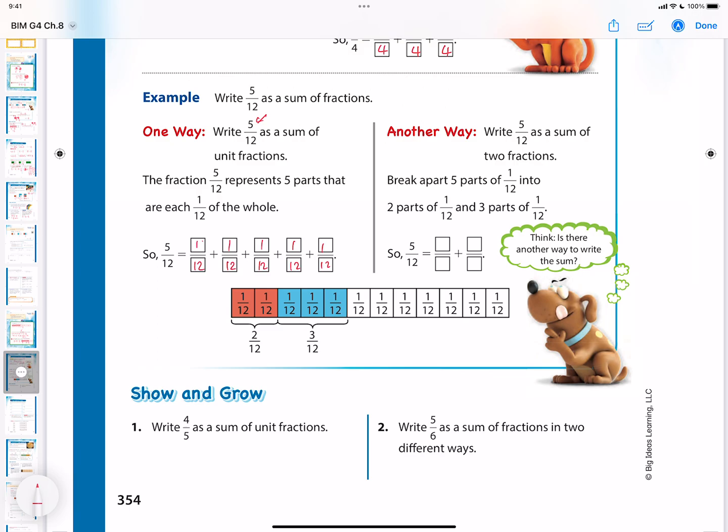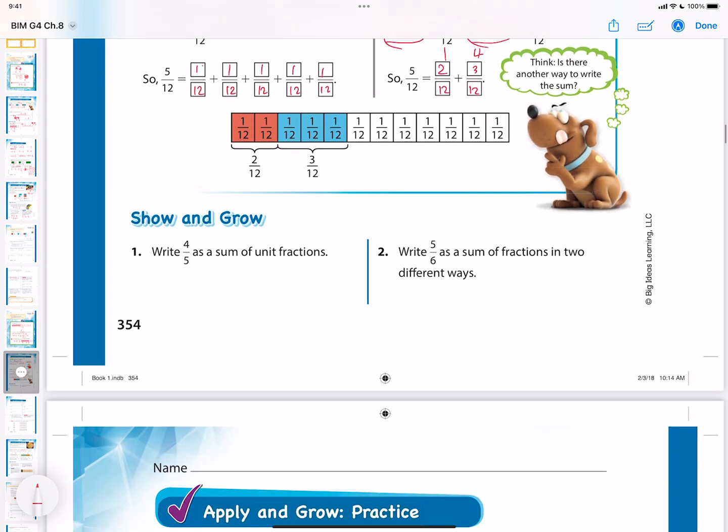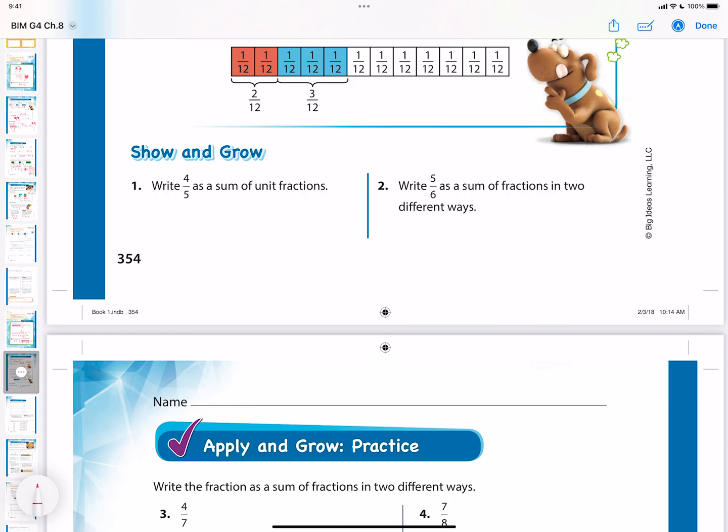Okay, that's one way. And another way, write 5 over 12 as a sum of two fractions. Break apart 5 into different numbers. So maybe we can go for 2 plus 3, which makes 5. So 2 parts and 3 parts of 12s. That's going to be another way. Think, is there another way to write the sum? Yes, 1 and 4, right? That's another way.